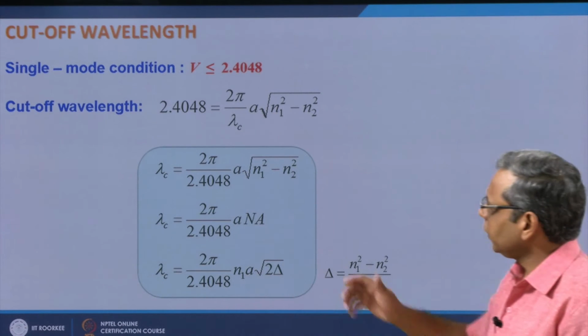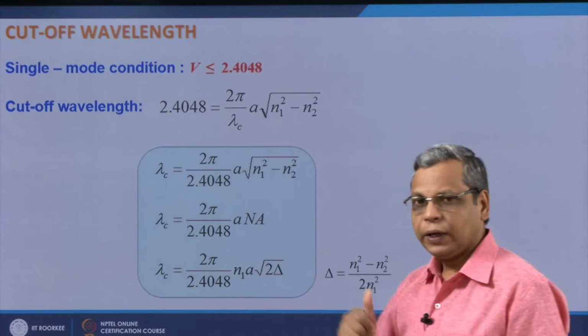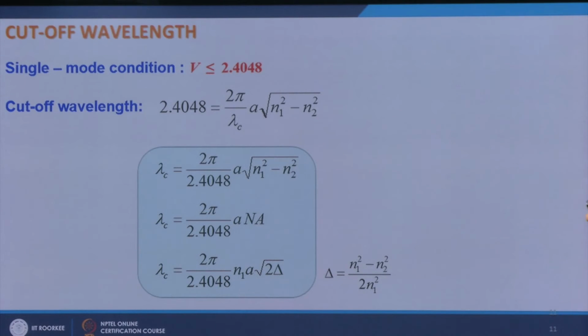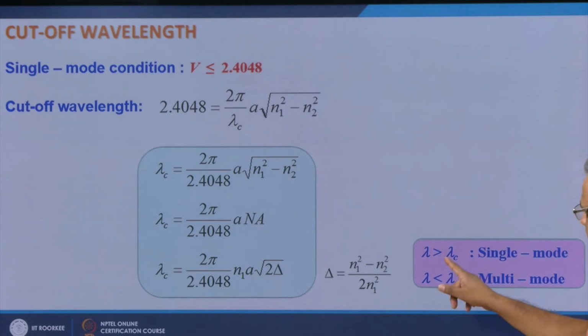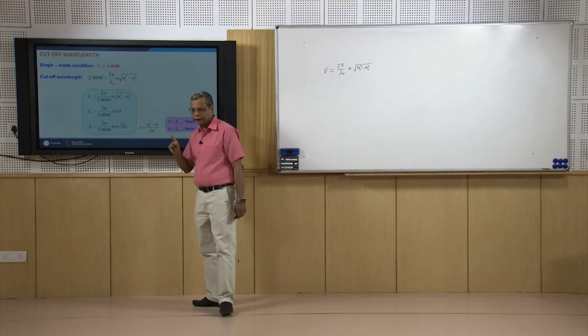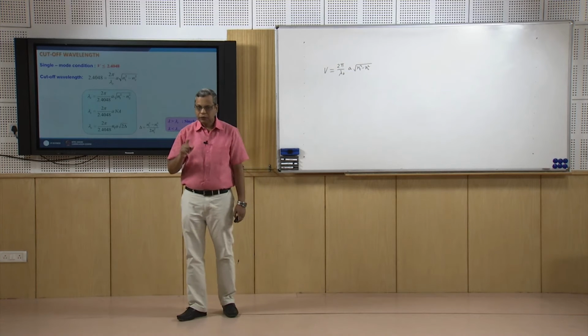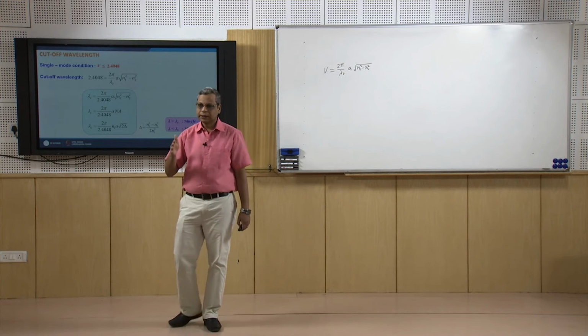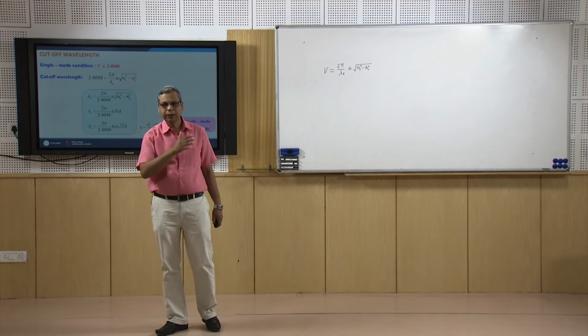So, in this way I can calculate the value of lambda c, and what happens is that for all wavelengths greater than lambda c, the fiber is single mode, and for wavelengths smaller than lambda c, the fiber is multimode or few moded. This wavelength lambda c gives you a demarcation between the single mode operation and multimode operation.